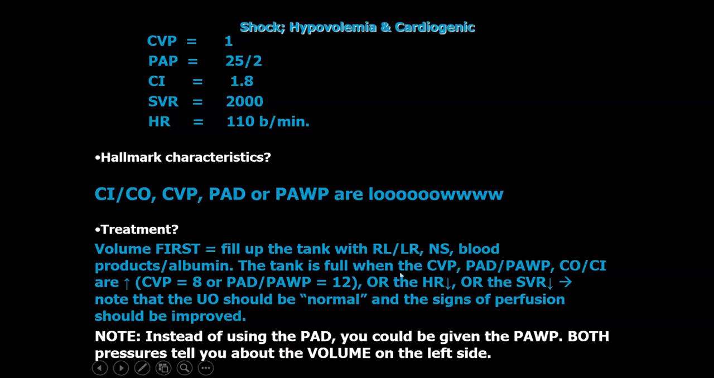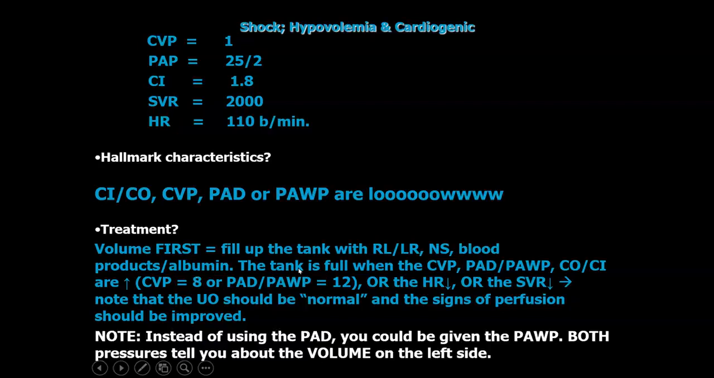Now, what kind of volume would you give? You would give Ringer's lactate, lactated Ringer's. You would give normal saline. You could give blood products or albumin, because albumin's a volume expander. Blood products would be preferred, because if the patient has a traumatic injury, I could give tons and tons of normal saline, but normal saline doesn't carry oxygen. So if the patient loses blood, you better give blood back so that they have oxygen carrying ability.